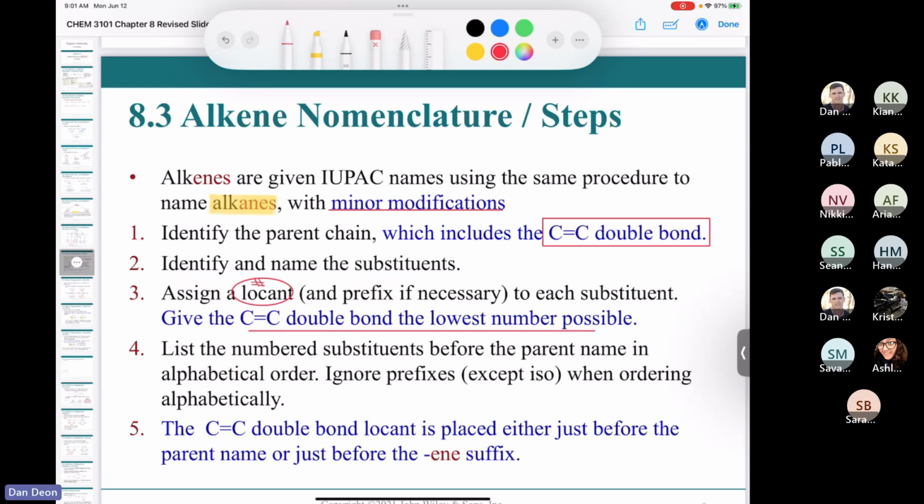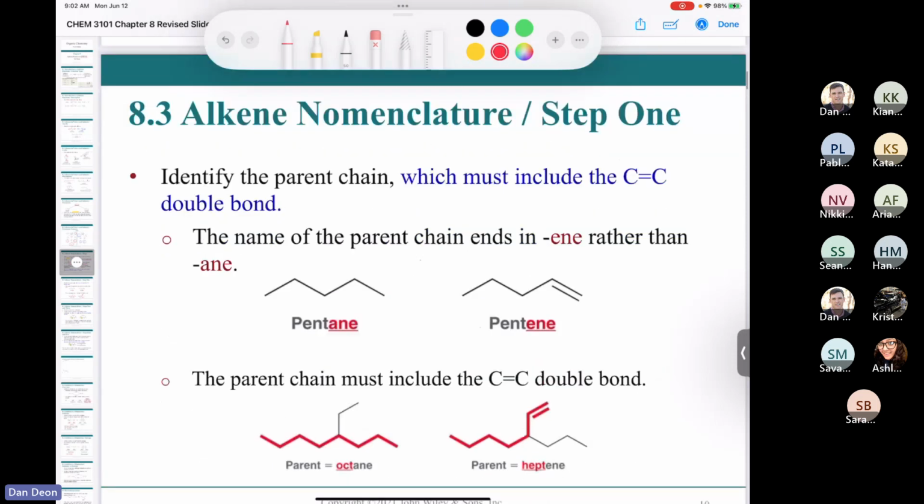And then you put the substituents before the parent in alphabetical order. We ignore the prefixes iso, cyclo, and neo when you're ordering it alphabetically. And then the double bond locant, so the number for the double bond, can be put before the parent name or just before the -ene suffix. And again, you have to see an example of that to understand it. So I'll show you that in a few seconds. So let's take a look at some examples.